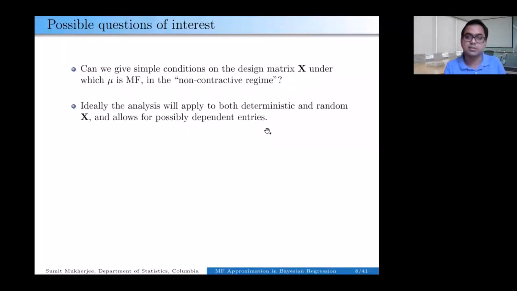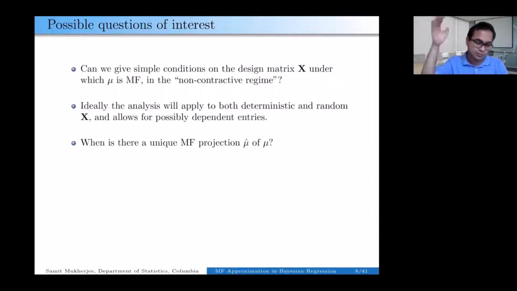So the hope is that we can handle both independent and dependent entries, or deterministic matrices. And another related question is, okay, I talked about this projection, but of course, it's not clear that there is a unique projection, right? And actually there are examples when the projection may not be unique. And so the question is, when is there a unique projection of this mean field through this mean field approach? And if there is a unique projection, what does this mu hat tell us about mu? I mean, can we do something with this mu hat?